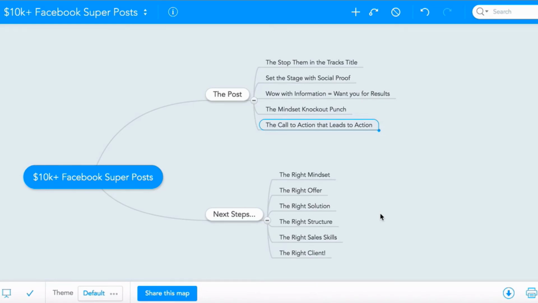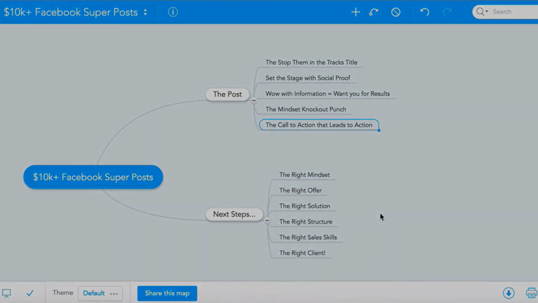So overall now, I hope that I've inspired you enough to write a super post. I hope that I've given you enough value, enough information, enough belief in yourself, enough belief in the system that the super post will work for you, because it's worked for me over the last 2 years in my business. It's worked for my clients. It's worked for so many people that I've worked with. And I strongly believe it'll work for you.